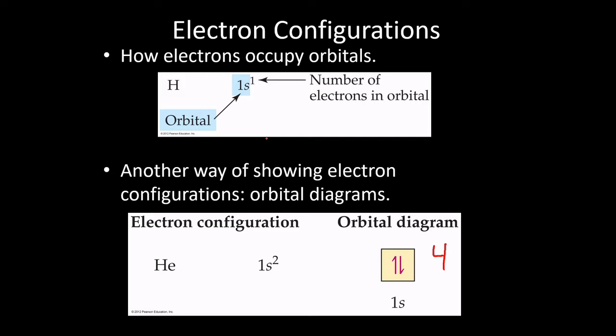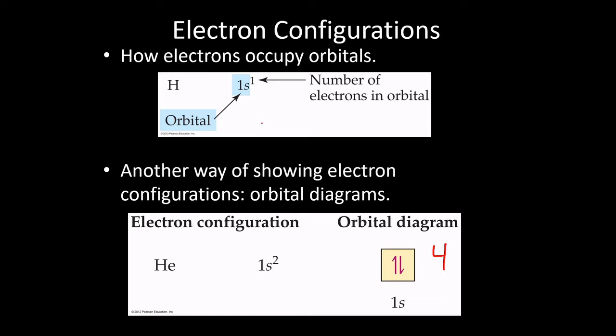But truthfully, most of the time, we don't really care whether an electron is sitting in the px, py, or pz orbital. It doesn't really matter to us. So most of the time, we're going to be perfectly fine with just using these electron configurations.